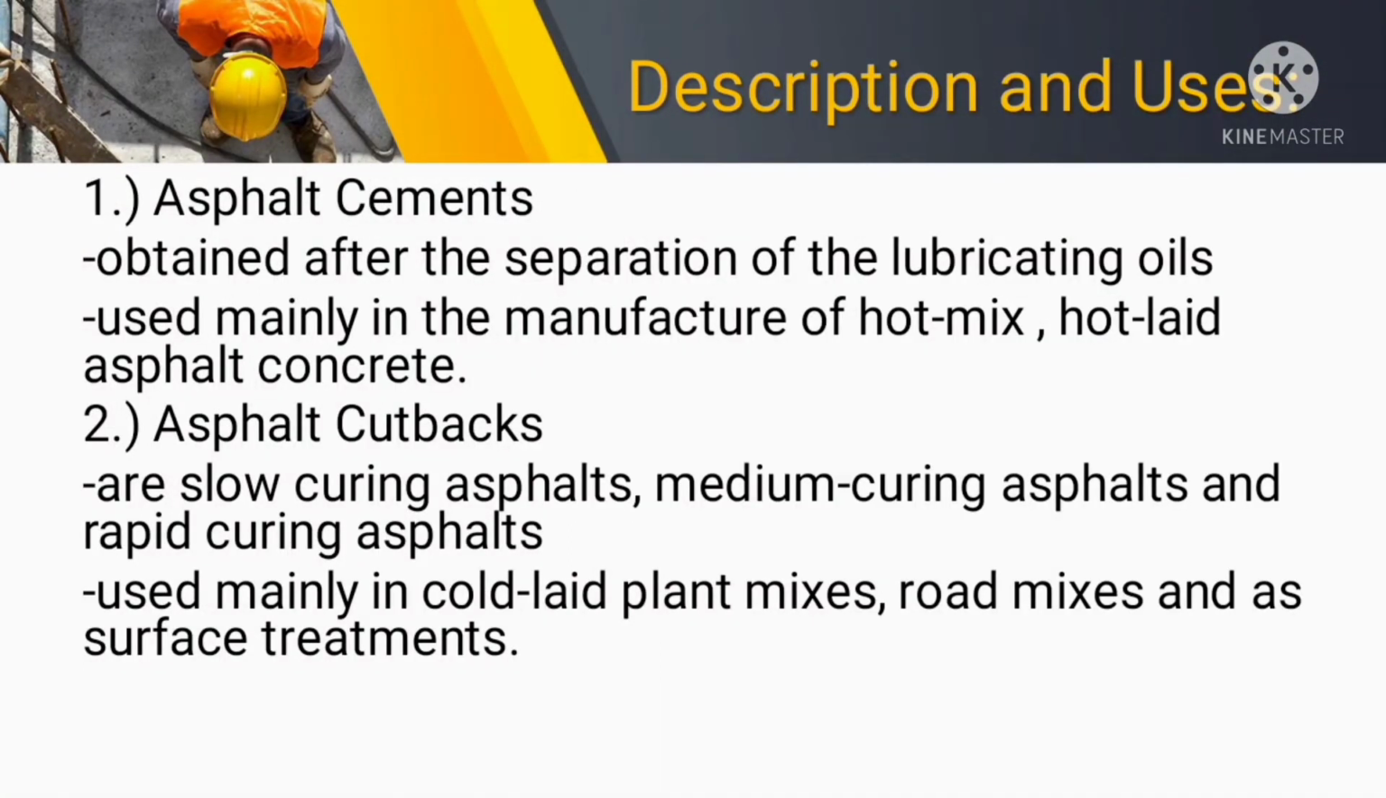Description and uses of bituminous binders. Number one is the asphalt cement. It is obtained after the separation of lubricating oils. It is used mainly in the manufacture of hot mix, hot laid asphalt concrete. Number two is the asphalt cutbacks. These are slow curing asphalts, medium curing asphalts, and rapid curing asphalts. It is used mainly in cold laid plant mixes, road mixes, and as surface treatments.